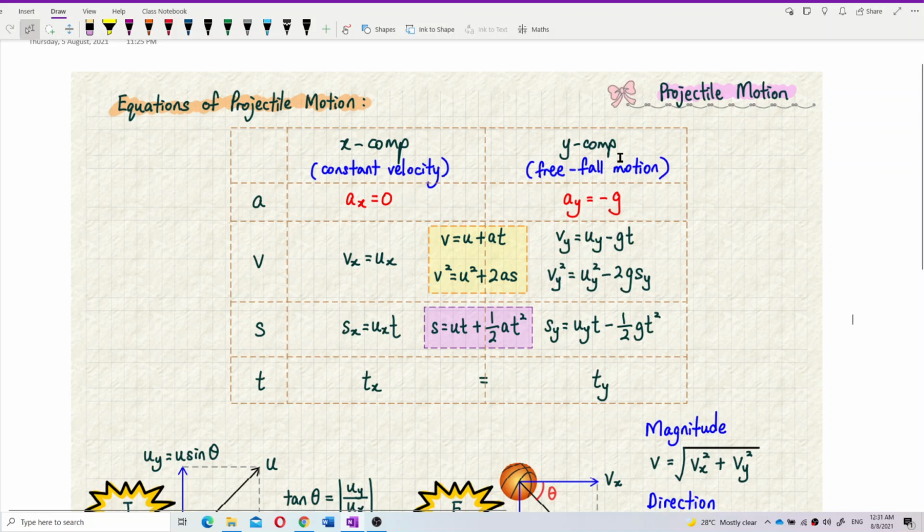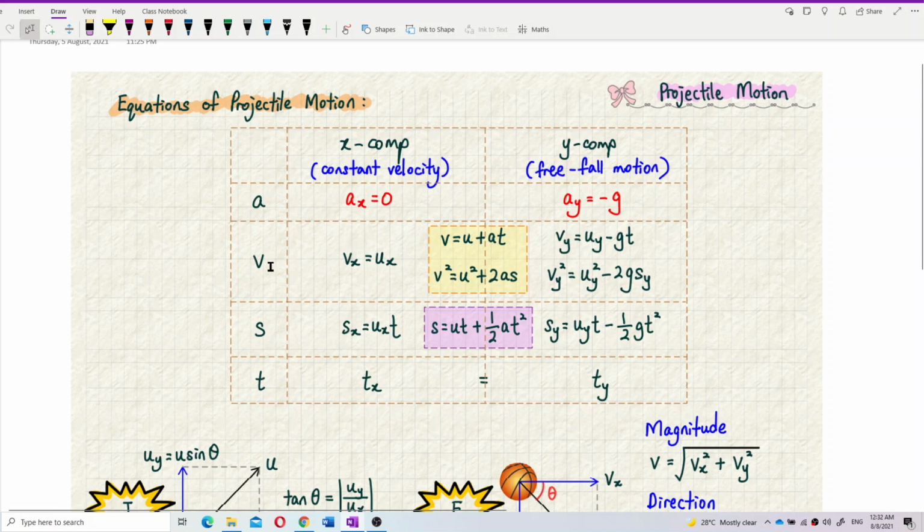The y component is a free fall motion. It is affected by gravity. So ay equal to negative g. This is actually the most important point in projectile motion. Whenever you see a projectile motion question, you must remember these two things: ax equal to 0 and ay equal to negative g. If you know this, then you can solve all the other problems.